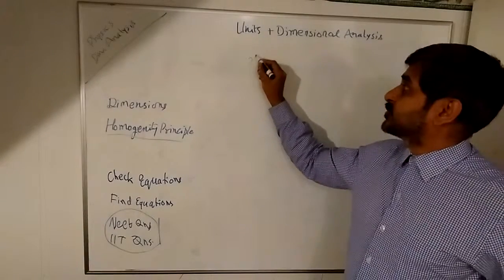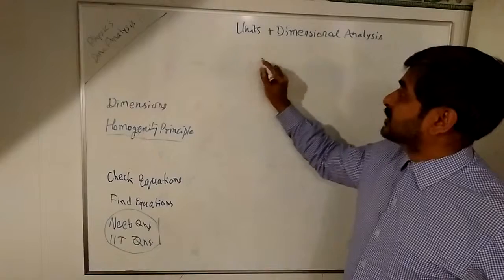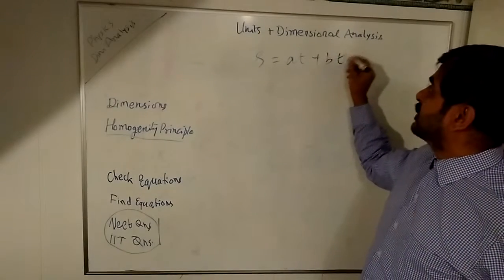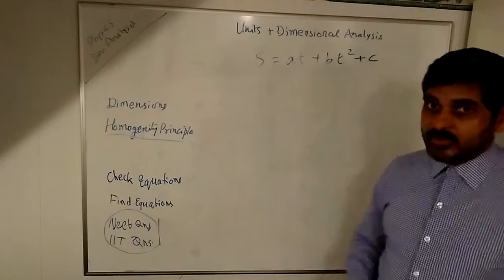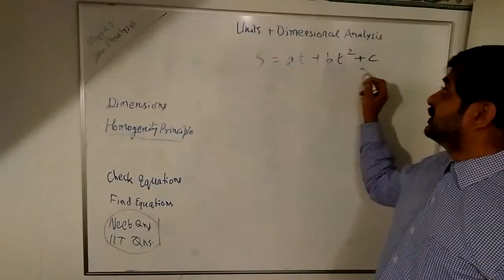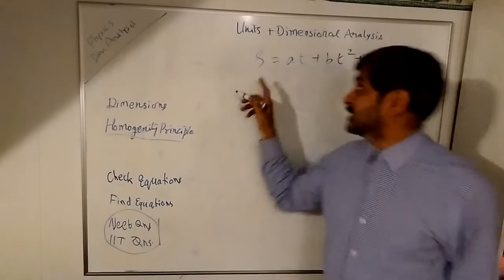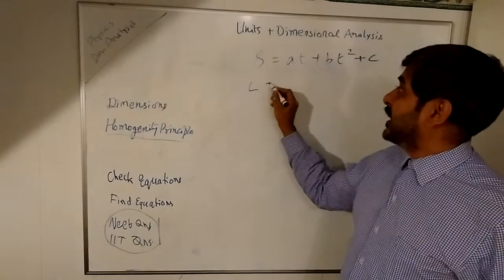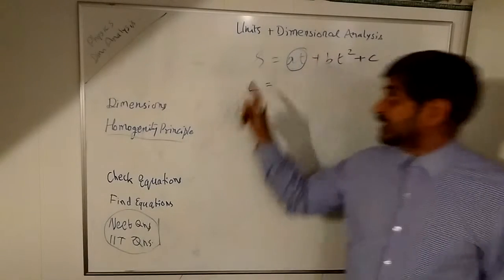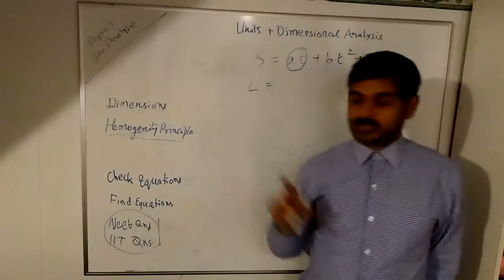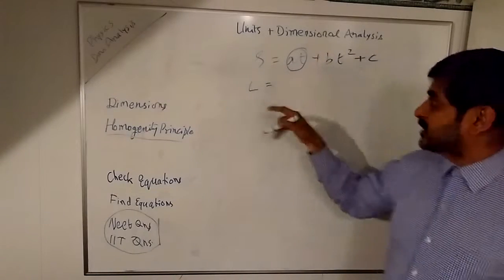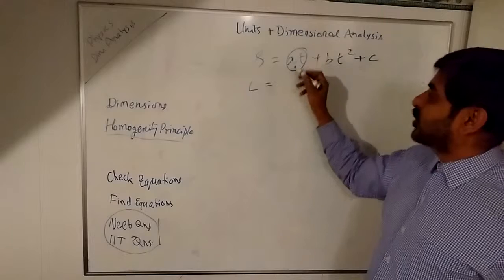So let's say we are expressing distance. Let S be equal to AT plus BT square plus maybe C. We need to find out the dimensional formula for A, B and C. The dimensional formula for S is L, and that should be equal to the dimensional formula of this whole quantity. Note that S is not equal to the dimensional formula of A. That's something you need to keep in mind. The dimensional formula of A we need to find. It's not that A is the acceleration. We need to find what A is. A is a small constant here.